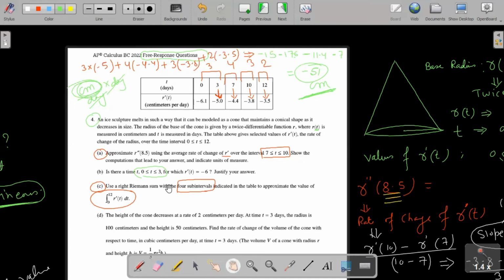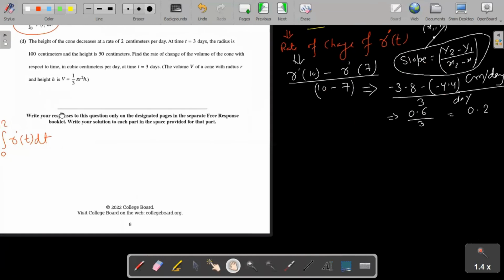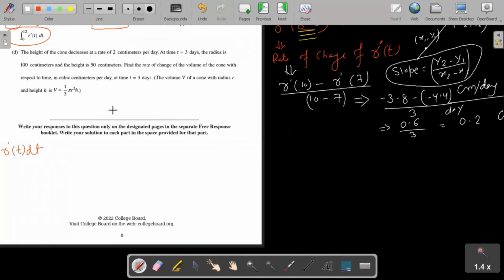Let us see the last part, that is the D part. The height of the cone decreases at a rate of 2 centimeter per day. So for the D part, we can write dH upon dt is equal to minus 2 centimeter per day. We have to take care of this minus sign and assign it externally, because it is decreasing. Otherwise, the answer will be wrong and misleading.